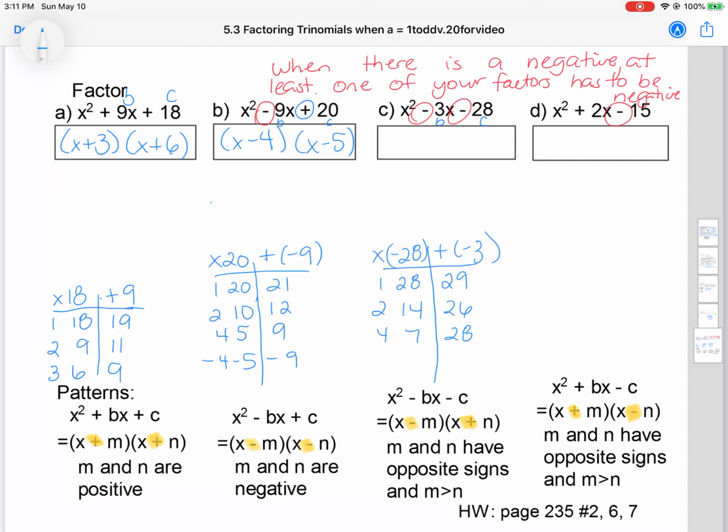7 and 4 and 28. So now you can even make this little chart and then think, okay, so if it's negative 3 that is being added to, that means the bigger number has to be negative. So that's what this is talking about, like m greater than n. So then in this case, they're saying that m is the bigger number, so m has the negative sign. So if you do 1 plus negative 28, then you would get negative 27. If you did negative 1 plus 28, you would get positive 27.